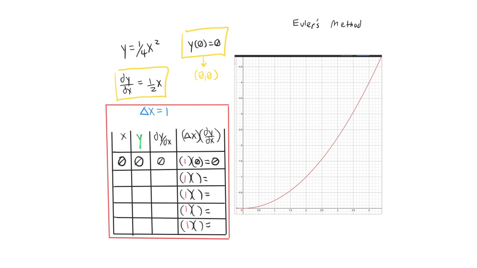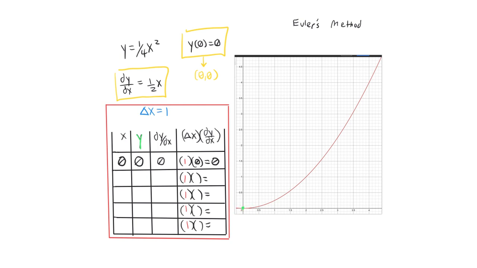Now, here's the important thing. What this represents is the slope at this point. This represents the instantaneous slope at this point. So we're going to draw that first point here. Okay. Now, over and across a step size of 1, we're going to acknowledge an instantaneous slope of 0, which is a horizontal tangent line right here.